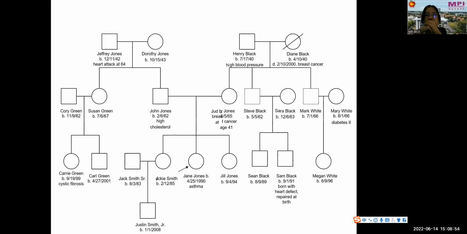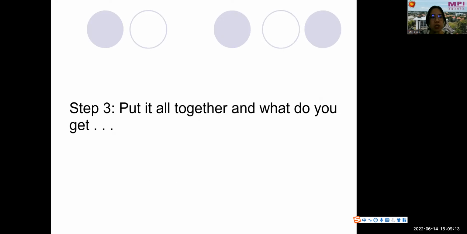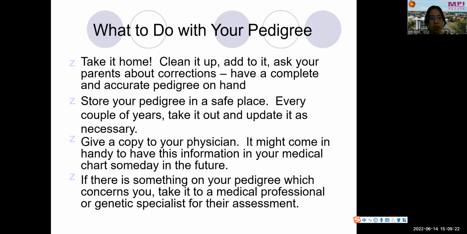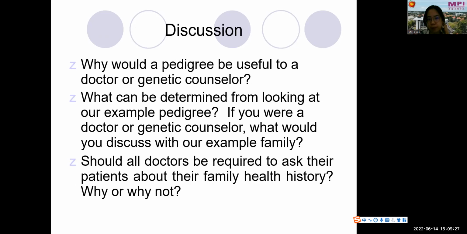Okay. So after you put them all together, it will be something like this. So you can add on whether there are any health problems in your family. Okay, you can add them in below. So it can look like this. If you know, you can add on.